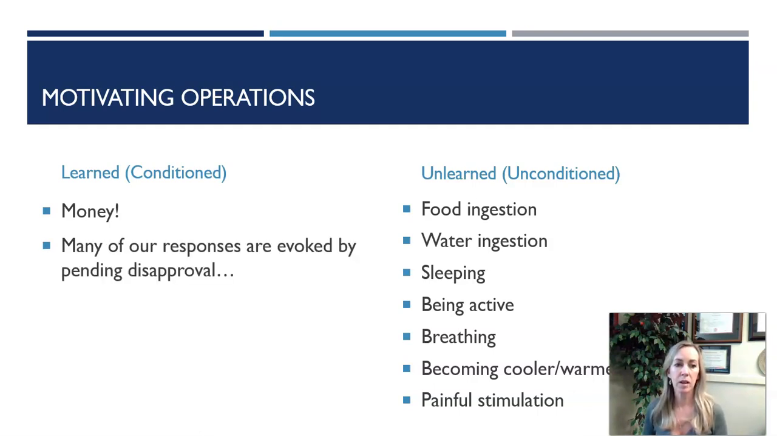Another example might be that many of our responses are evoked by pending disapproval. So we try to please. Why would we be motivated to hold the door open for someone? They're not really going to give us any money, and they're not going to give us air to breathe if we hold a door open for them. So why are we motivated to do that? Well, we are also motivated by approval of others, or disapproval that we want to avoid.